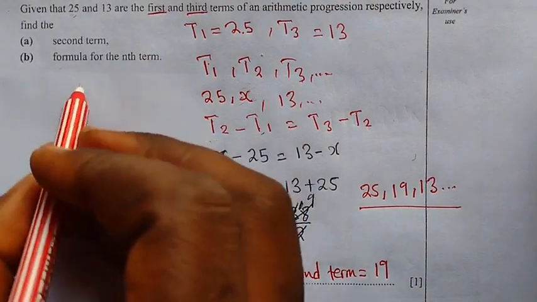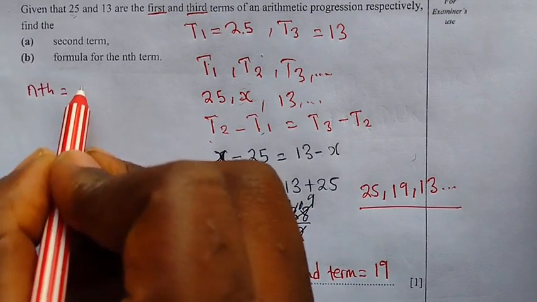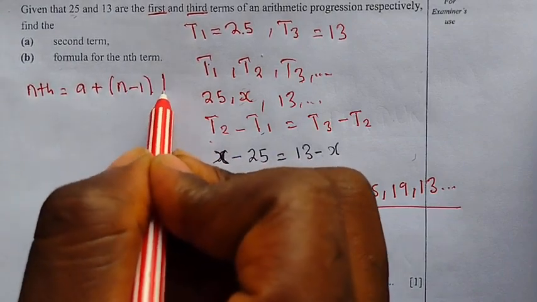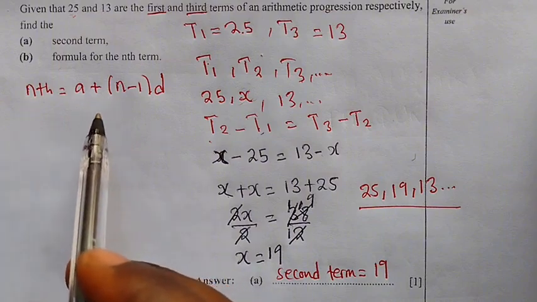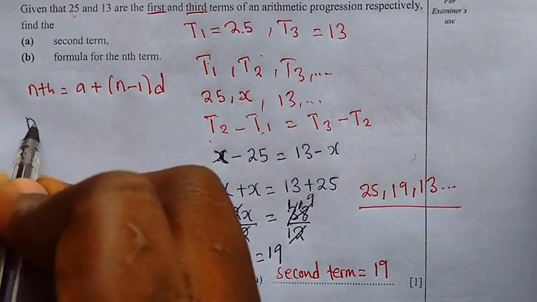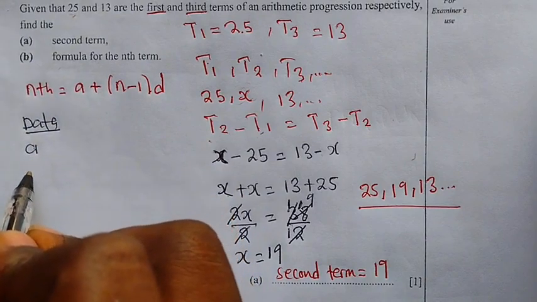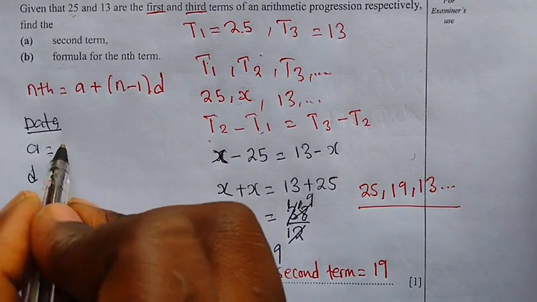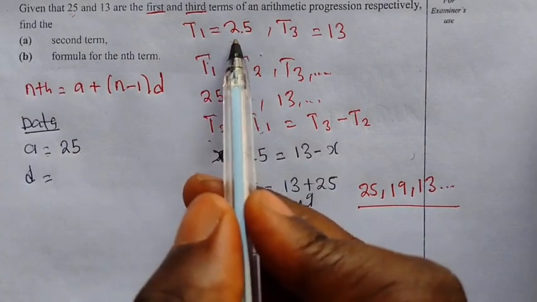Question B. To find the formula for the nth term, we come up with a formula which is nth term is equal to a plus, open bracket, n minus 1, close bracket, d. We must know this formula, all right? So here, when we come up with our data, we need to find the value of a. We also need the common difference. So a is the first term. They have told us that it's 25. Right here, term 1 is 25.